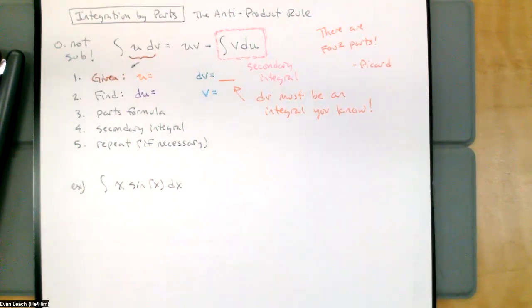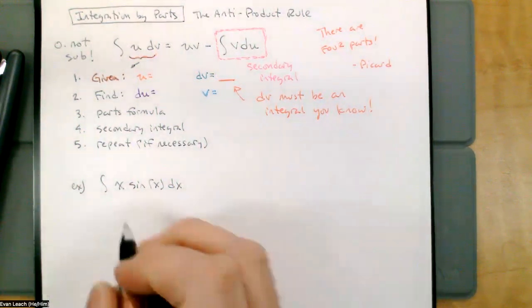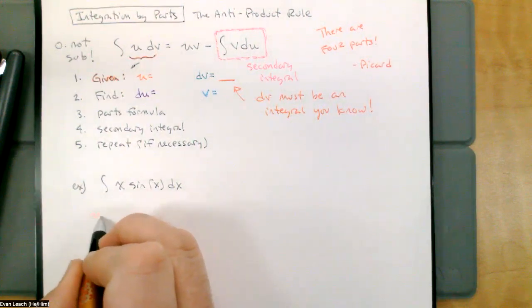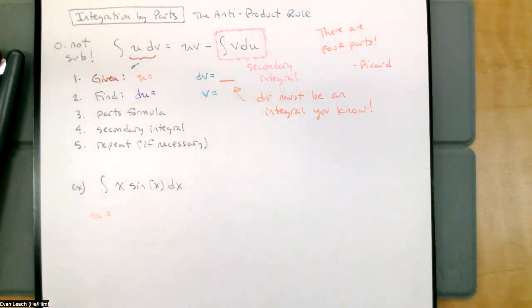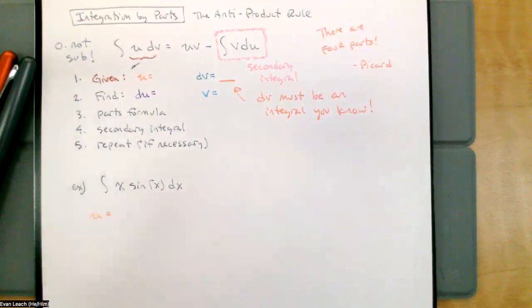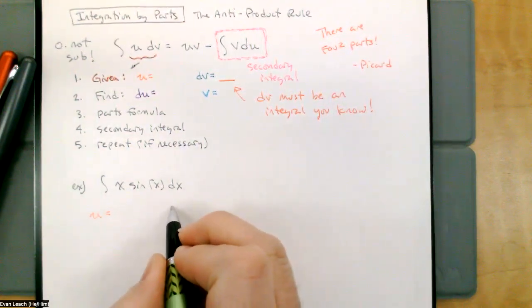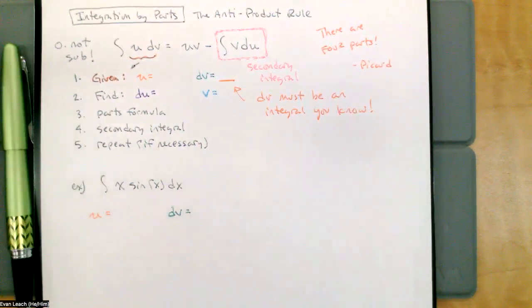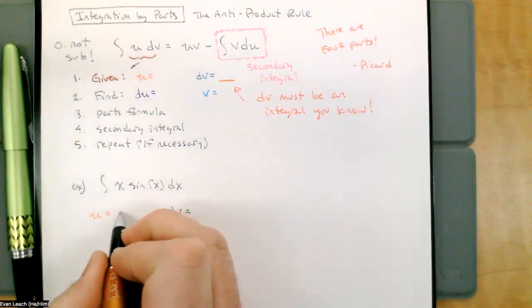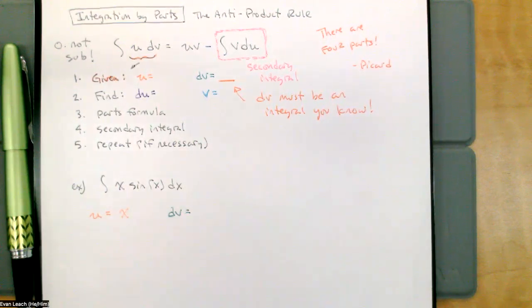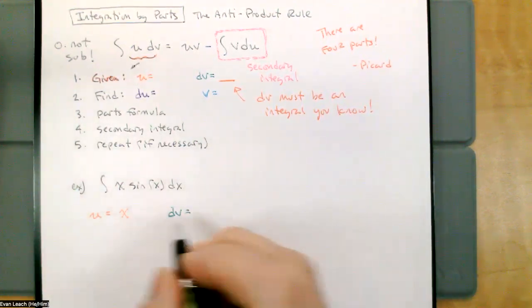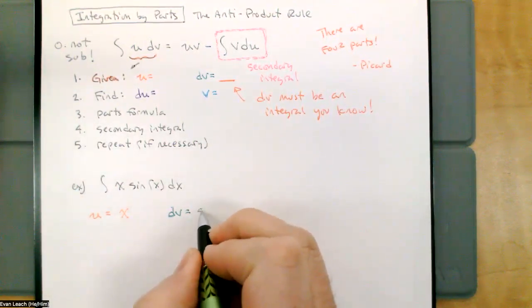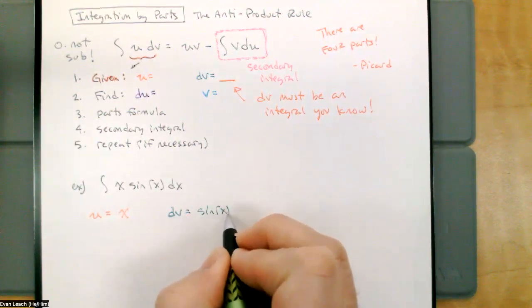So we have two parts. We've got an x and we've got a sine of x. So we need to decide something is u that we're going to take the derivative of, and another part is going to be a dv that we integrate. We're going to choose u is x. That's bad grammar. U are x, and dv will be the sine of x dx.